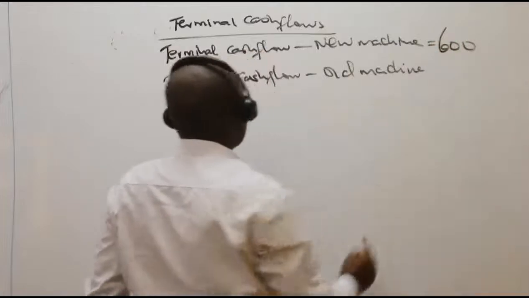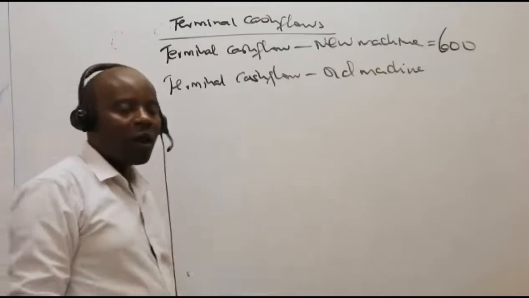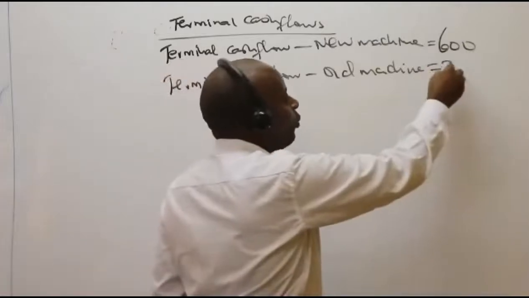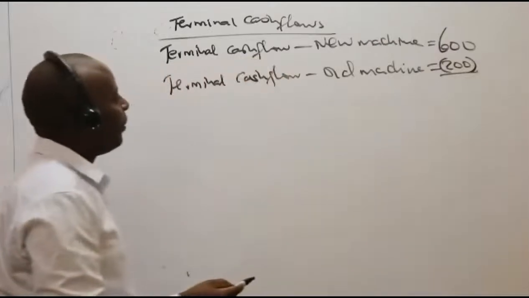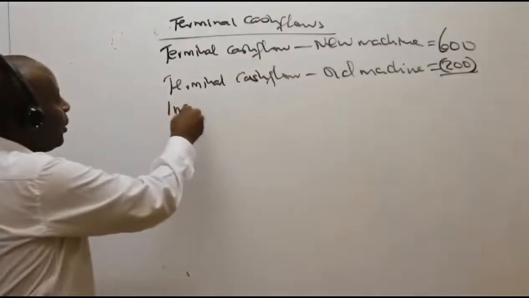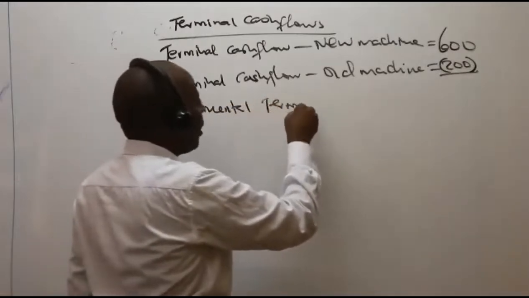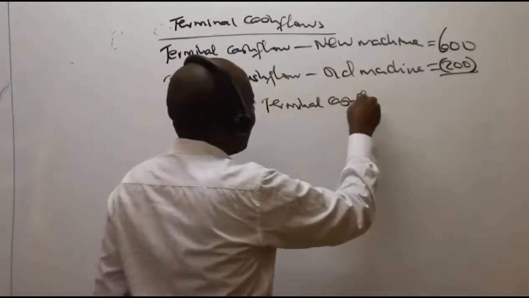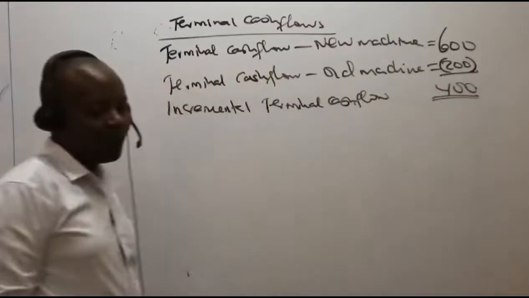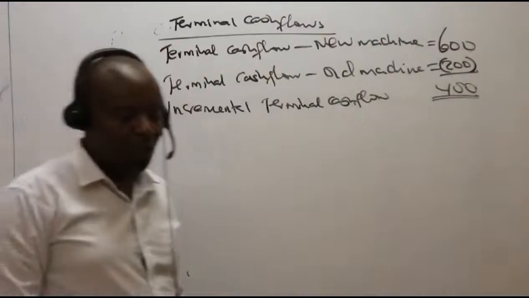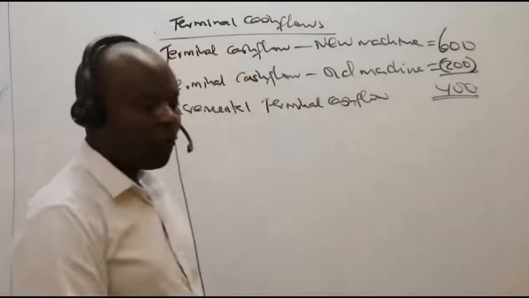How about the terminal cash flow of the old machine, which we'll have to forego? So it is 200. So in this case, in short, ladies and gentlemen, our incremental terminal cash flow will be 400, like that. Remember that this is a one-off figure. It's a lump sum figure.